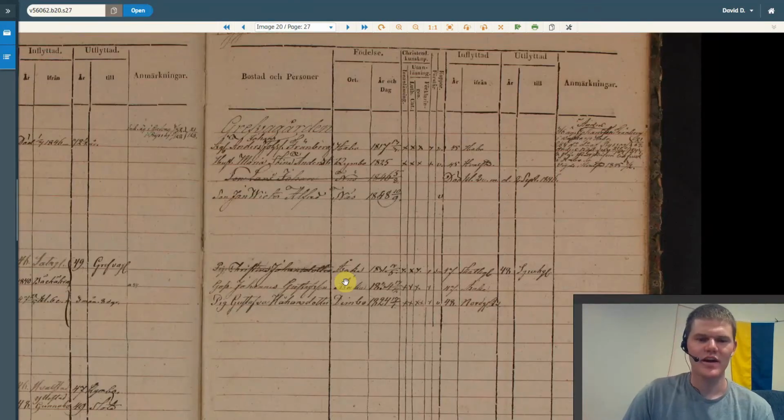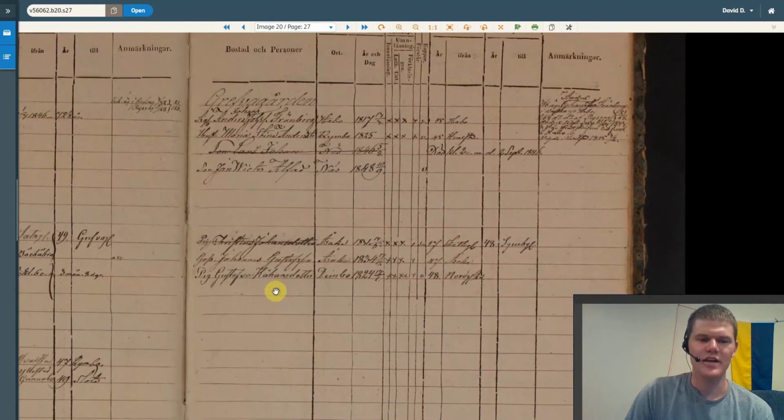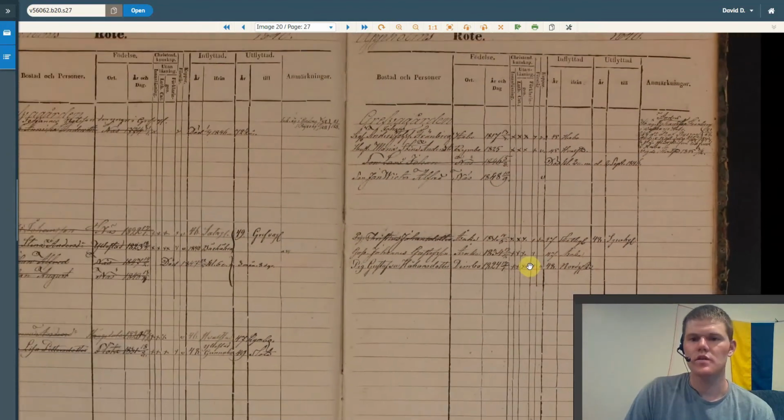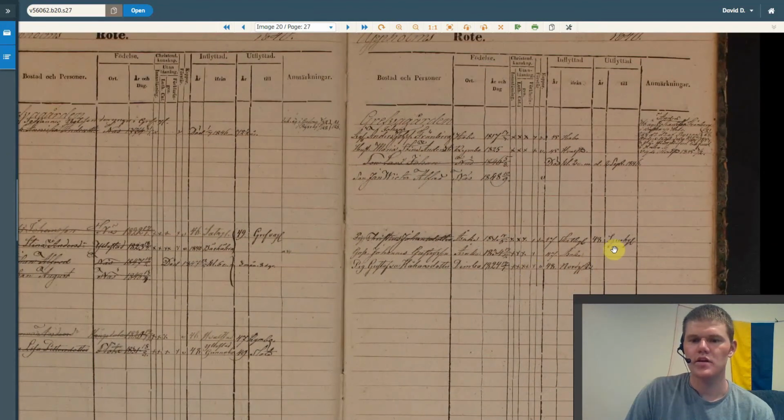Okay, so now we're going to come back to Gustava. And so this is the record that we found for her. And here she is right here, born in 1824. And so we're going to want to find where she went to next. And so right here is the column for moving out. And so this is the year, and this is the place. So right here, it's blank. And here's blank as well.